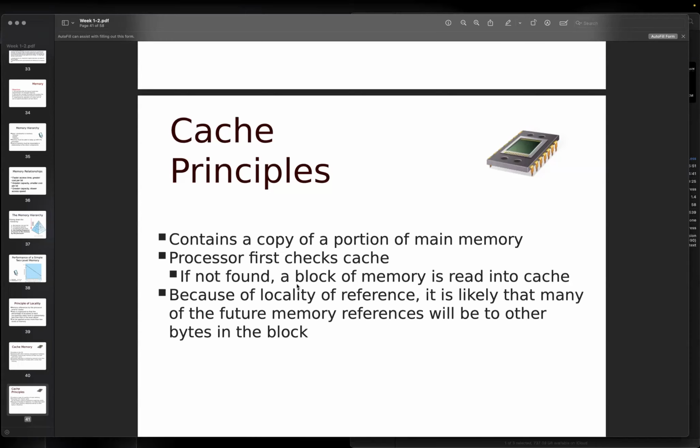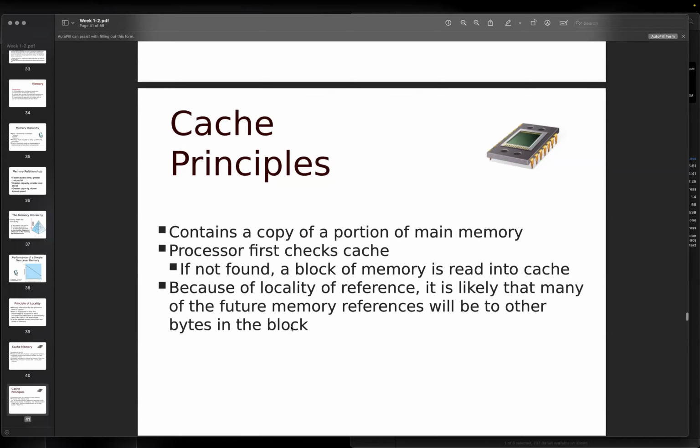If it is not found, then we try to get a block of memory and read it into the cache. If we couldn't find what we need, we load that block and read it into the cache, and then we are prepared for it. Also, because of locality of reference, it is likely that many future memory references will be to other bytes in the block too. Remember this part about cache.